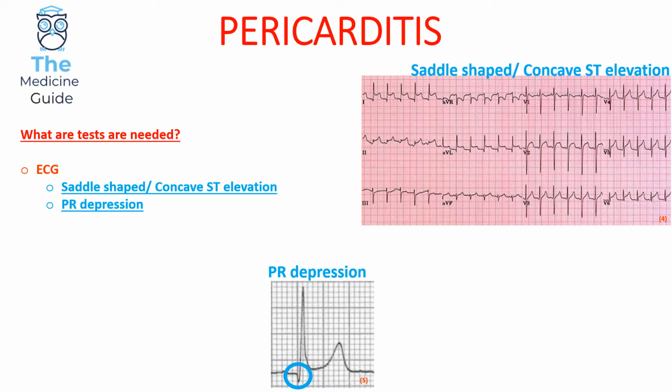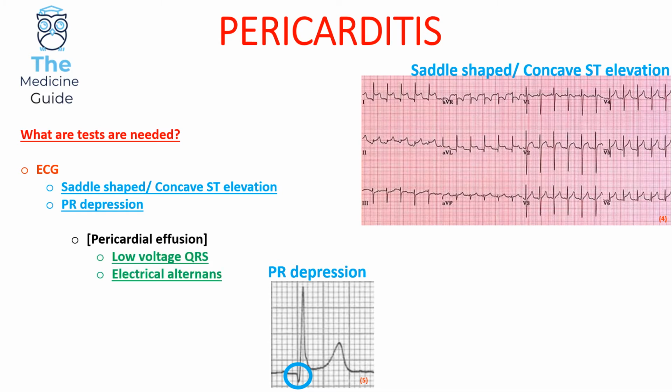But the most specific finding of pericarditis is PR depression, and you need to be aware of this because it can come up as an SBA. So the most specific finding of pericarditis on an ECG is PR depression. So if you have a look at the ECG below, at the bottom, you can see an example of pericarditis, which I've encircled with the blue circle. So that little dip between the Q wave just before it gets to the R wave, that little dip is known as PR depression, and that's the most specific finding of pericarditis.